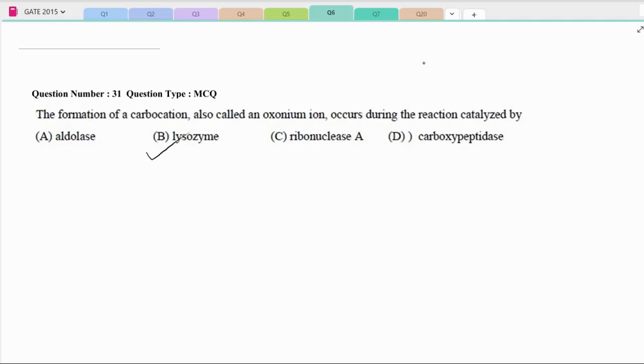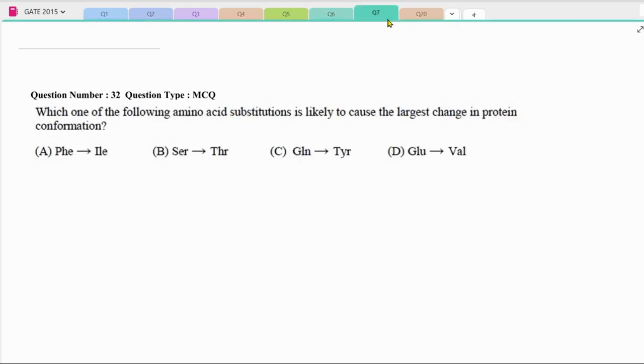Three important enzymes that include lysozyme, ribonuclease A, and of course chymotrypsin. So these are pretty repeatedly tested. And for this question, the correct answer here is lysozyme. Moving on to the next question.